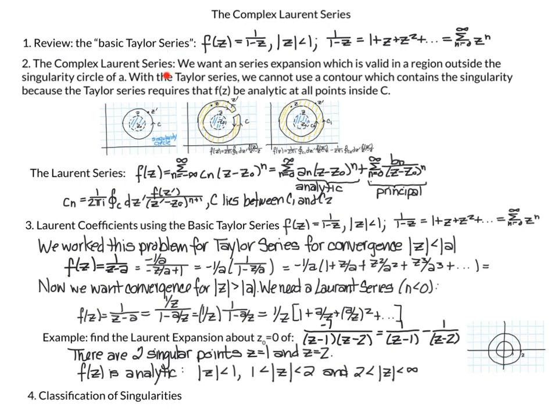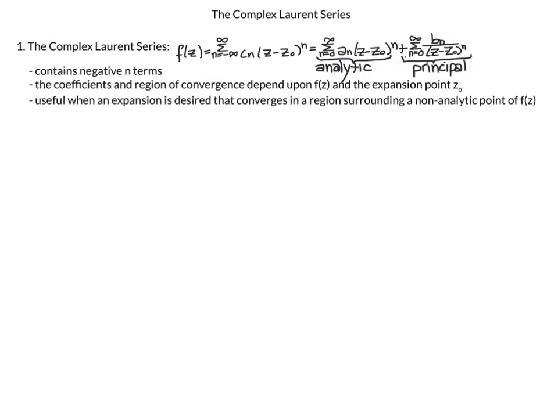Our next topic is to look at the complex Laurent series. And here is the form of the complex Laurent series. It's a summation from n equals negative infinity. So first we want to know that we can have negative n terms. So n is equal to negative infinity to infinity, C of n, some constant multiplier, our coefficient, times z minus z naught. Again, z naught is the center of our expansion, raised to the nth power.